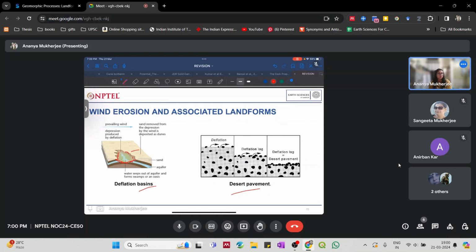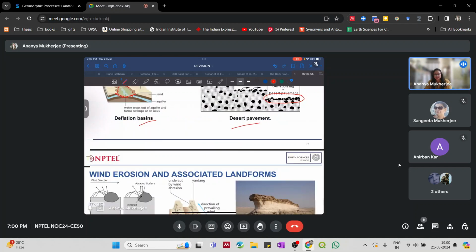Desert pavement is formed when the finer material is blown away by the wind, and the concentration of the coarser material increases, and finally only coarser material is seen on the land, and all the finer sediments are buried under these coarser sediments. This is called desert pavement, and this also makes up the rocky deserts that we see.